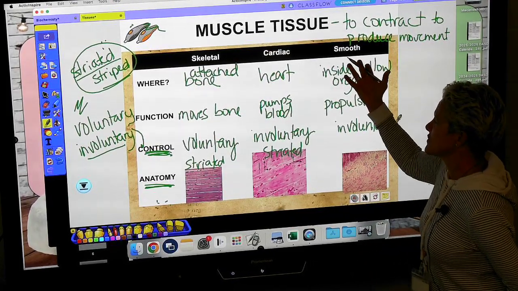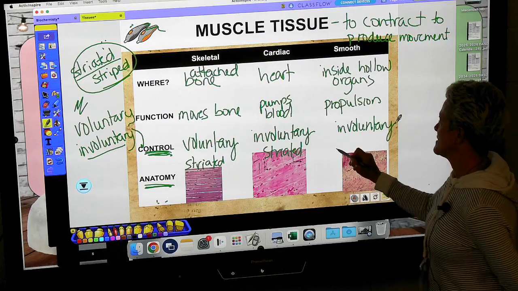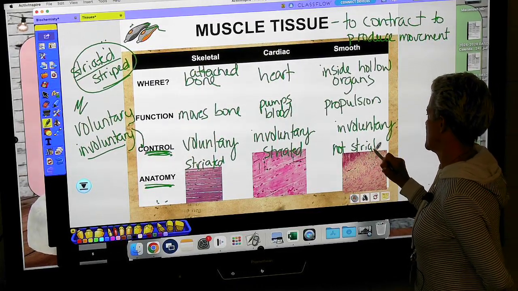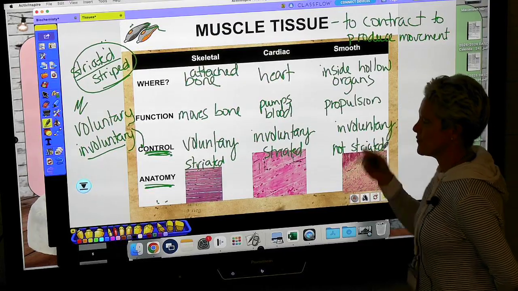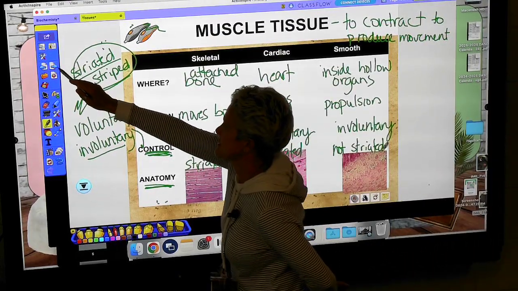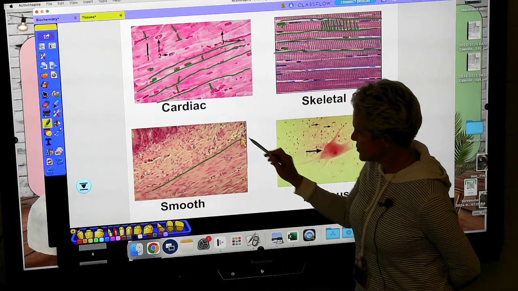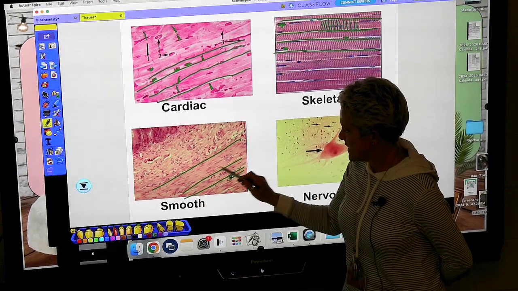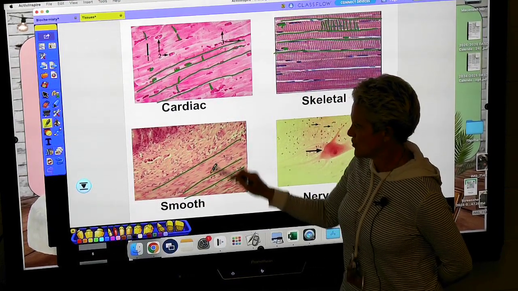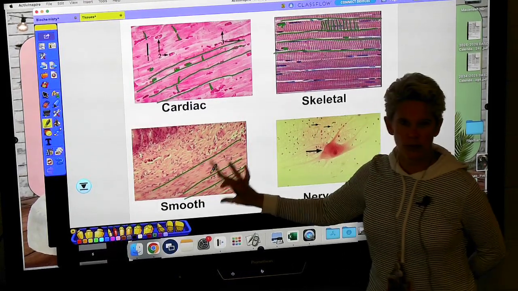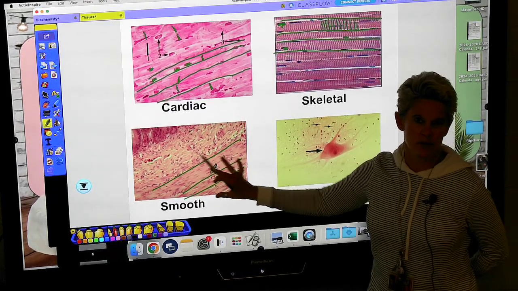And it's called smooth because it's the only one that's not striped. So there are no stripes in this one. That's why it's called smooth, because it doesn't have stripes or striations. And that one looks like this. I see some strips here going this way, lots of nuclei, but no striations running this way. So it's this pink with purple, that's the smooth muscle.